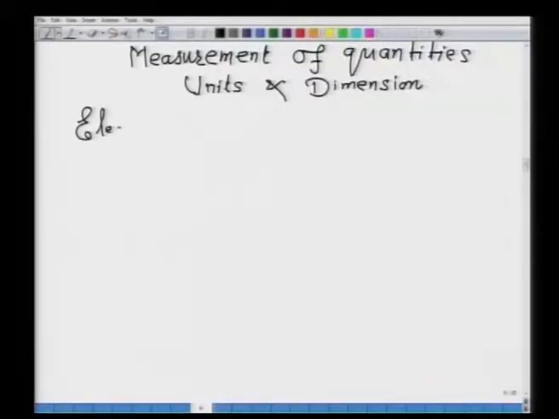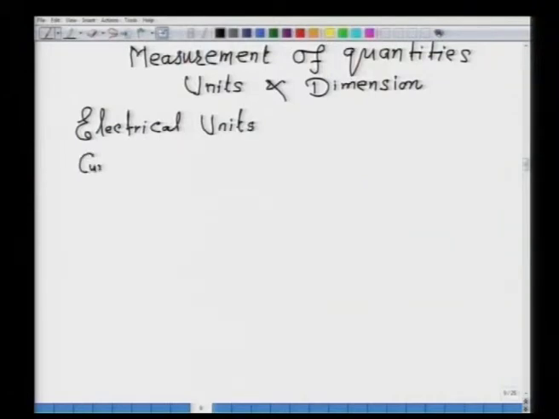This lecture is in continuation of the previous lecture on measurement of quantities. I will proceed here further. So, next was electrical units.